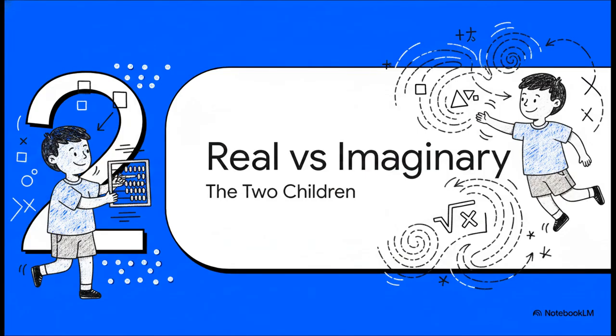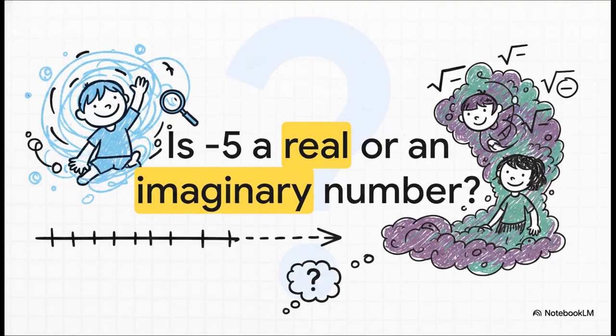Moving on to Section 2, the real versus imaginary, the two children. Let's actually meet those two kids. The first child is the real numbers, which are exactly what they sound like, right? They're numbers we can physically plot on a number line. The second child is the imaginary numbers, which are a bit more rebellious. They involve negative values trapped inside square roots.